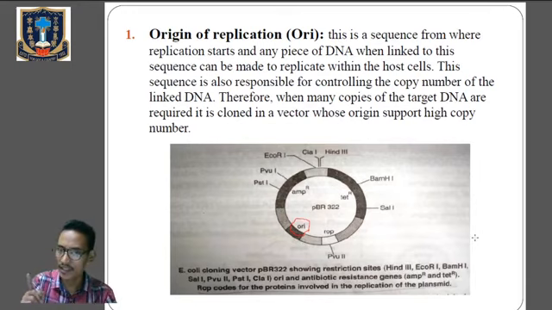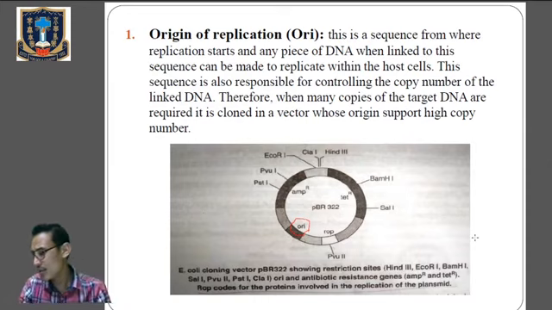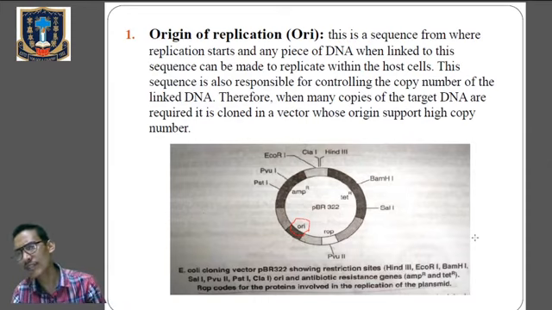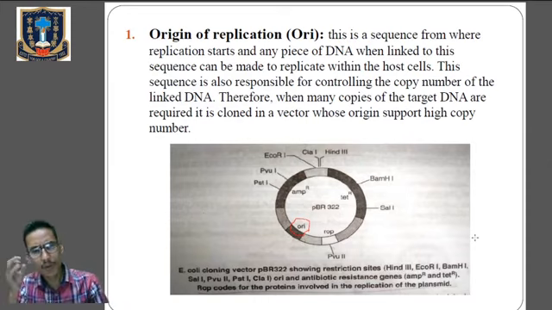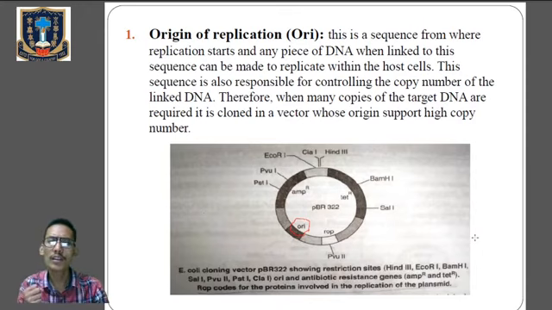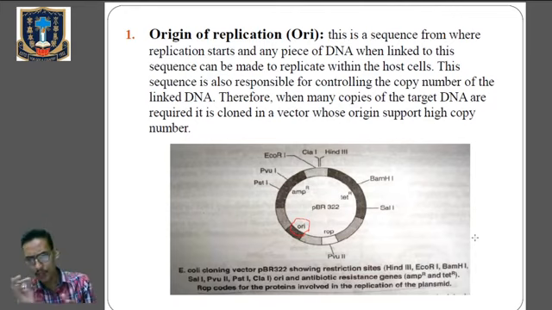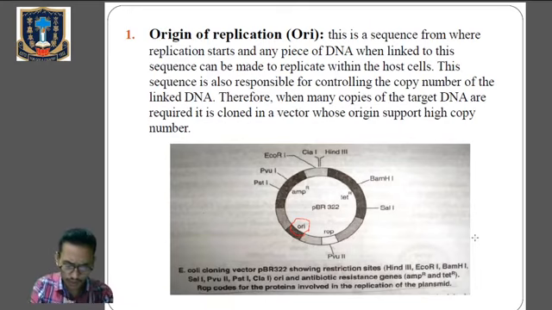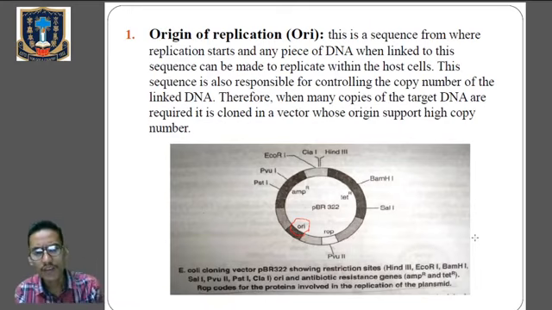Okay, so remember this thing. Not only will this ORI site help in the multiplication of the linked foreign DNA, but it will also support the copy number or the production of that foreign DNA. So according to that, we have to select such a vector which will support the high copy number. So this is the first feature of the cloning vector, that is having ORI site, origin of replication site.